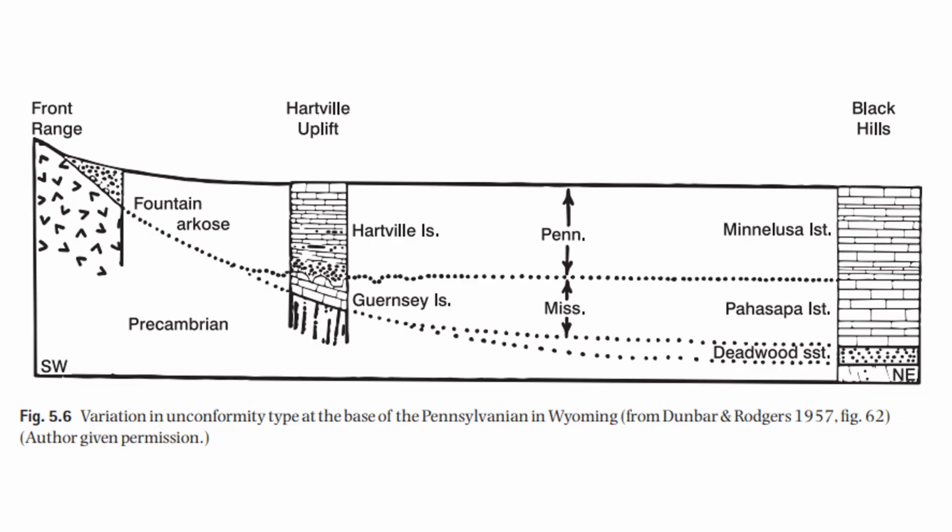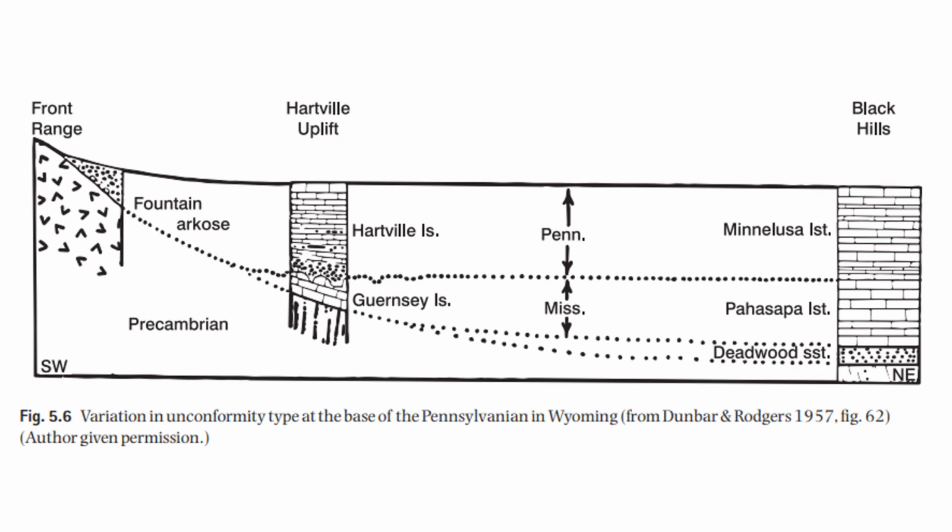Here we see figure 5.6 from the Brookfield text, where you can see a lot of these unconformities present. Over by the Front Range in the southwest of this, looking at the bedrock from Pennsylvanian rocks in Wyoming, you can see the Fountain Arcos on top of Precambrian basement rock. That would be a nonconformity.